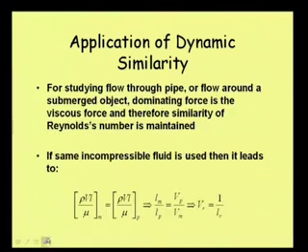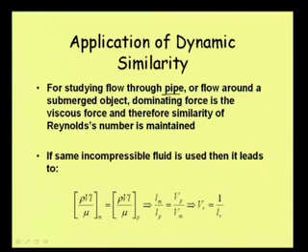Then we need to talk about another problem, suppose for studying flow through a pipe as explained earlier, or flow around a submerged object. Well, if our object is submerged and flow is occurring over that, flow past the submerged object. In those cases, say the dominating force is the viscous force, and therefore similarity of Reynolds number needs to be maintained. If we want to maintain dynamic similarity in the model and prototype, we need to maintain similarity of Reynolds number. Okay.